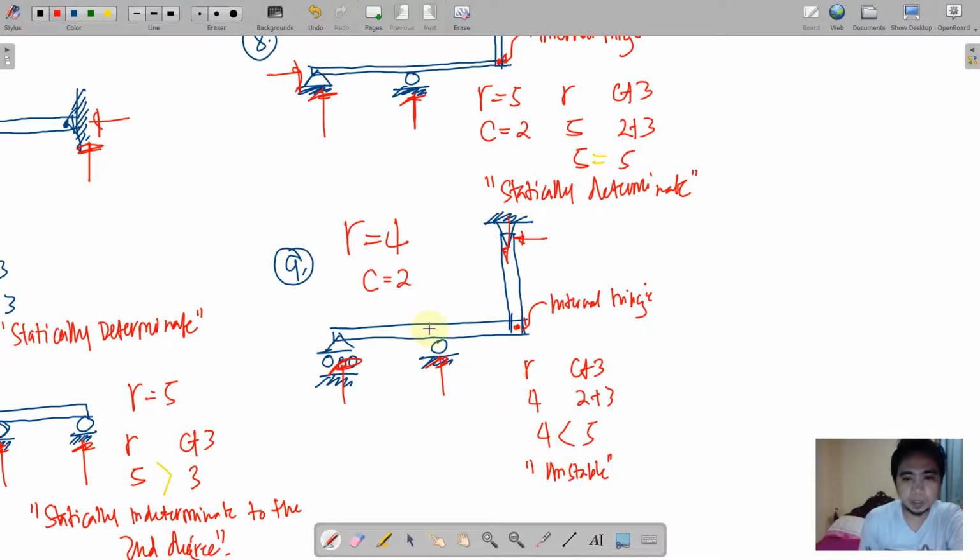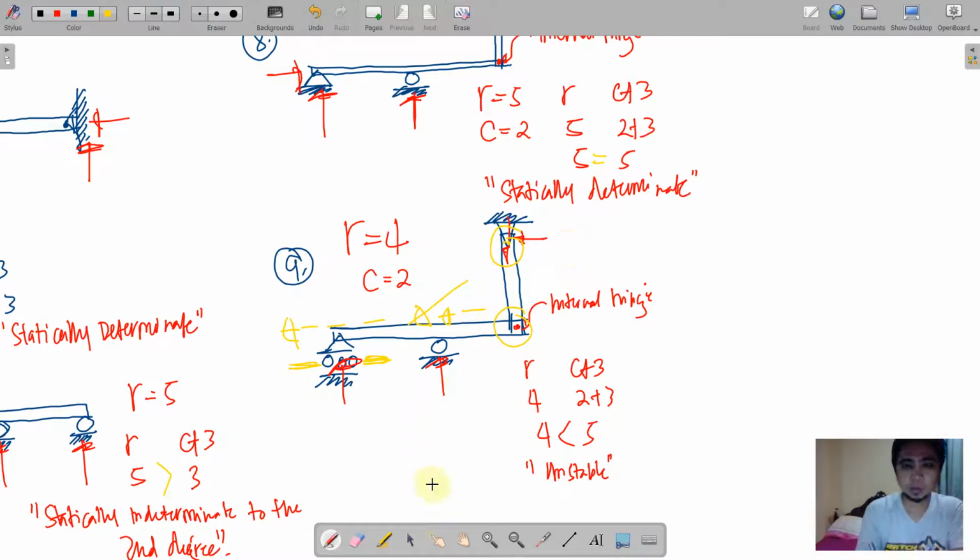So why is it that this roller here made this beam unstable? Because if we are going to have here a loading, for example, a loading like this, of course there will be a horizontal force there that will tend to swing this one, because this roller here is free to move sideways. Then there will be a displacement or a movement in this direction, and of course this pin will just swing, as well as this pin connection there. That is why this structure is already unstable.